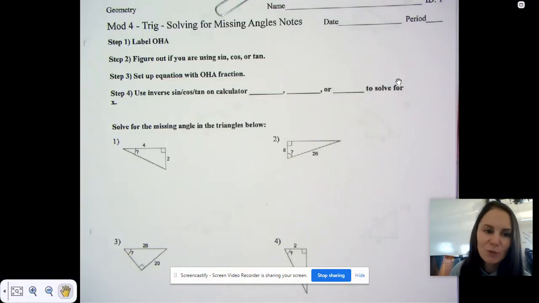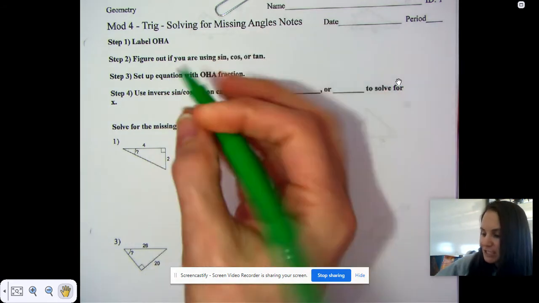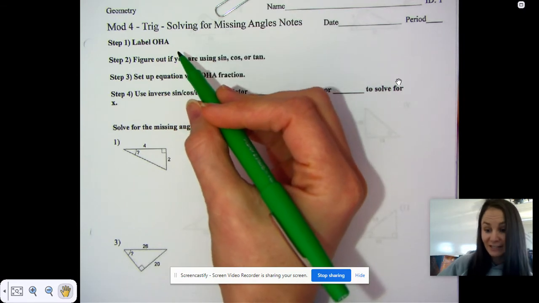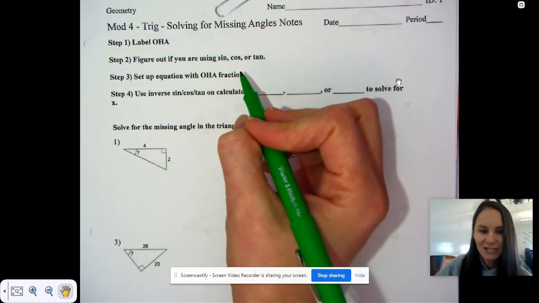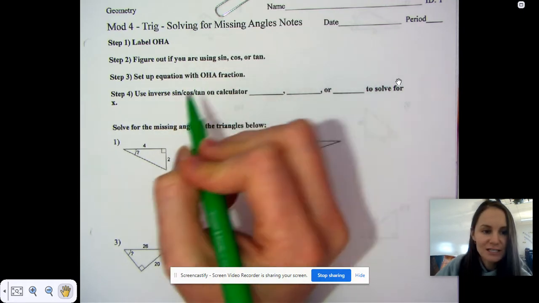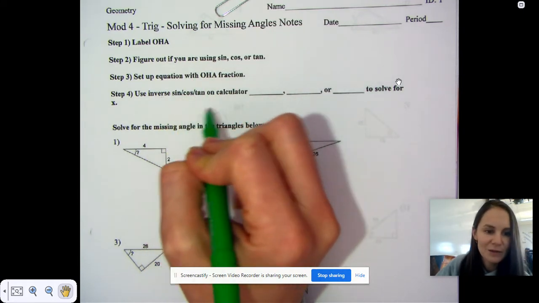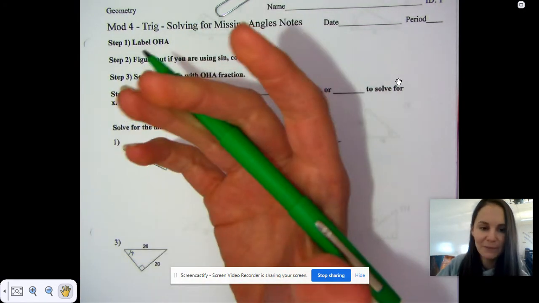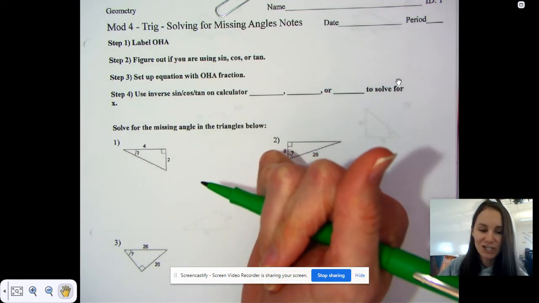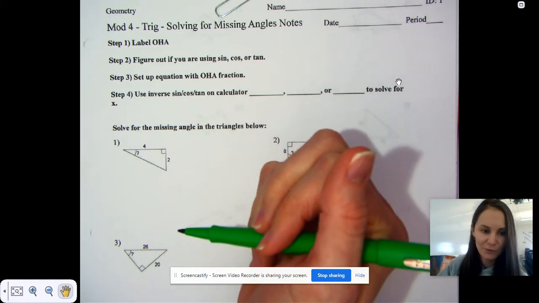All right, so for this video, we are going to go over solving for missing angles when you are dealing with right triangles. So on here, we have the steps. First is labeling your OHA like we've done in the last worksheets. Figure out if you are using sine, cosine, or tangent, which function here. Set up the equation, okay? And then we're going to be using the inverse. So we're actually going to be calling this inverse trigonometry. You might find this is actually a little bit easier than what we were doing before.